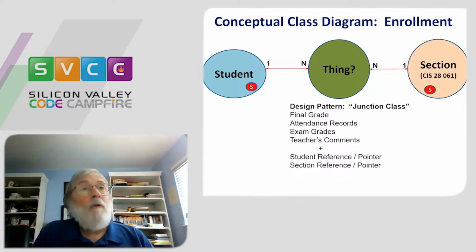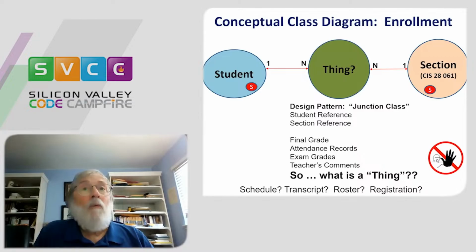So if I was the student and I wanted to find out all the sections that I took and what my grades were, I would go and look at each thing that I collected, and that thing would have the grade and would have a pointer to the section so I could get it. And likewise, if I was the section and I wanted to find out all the students in that section, I would go to my collection of things and ask the thing, give me your student. And I could walk through the list of students, and I would be able to get at the information stored in one place about how that student did in that section.